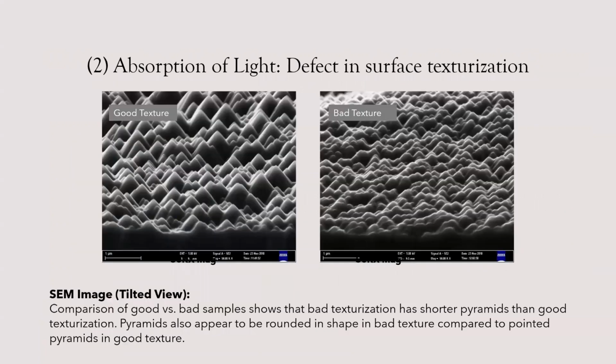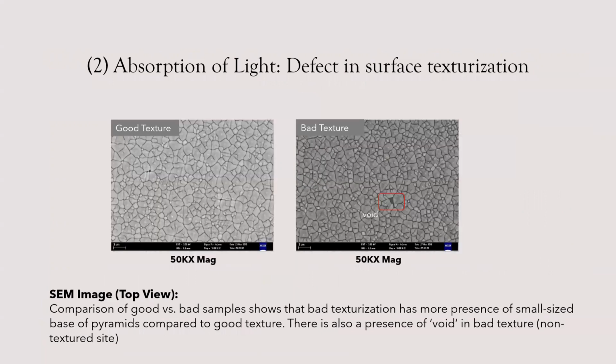In this specific example, the specimen is mounted in a tilted position. The images show that the pyramid formation on the bad sample is seen to be smaller or shorter compared to the good sample. Looking at the top view, the bad sample also shows relatively smaller formation of the pyramid bases and the presence of voids or untextured areas.